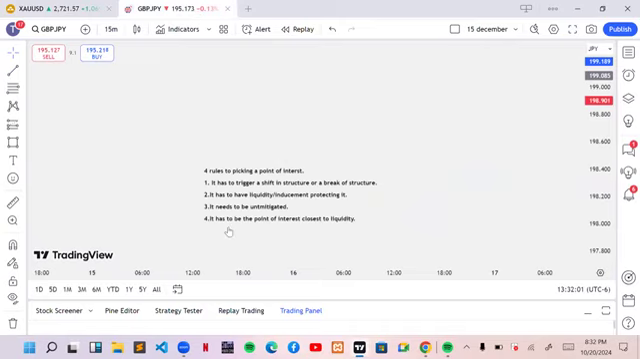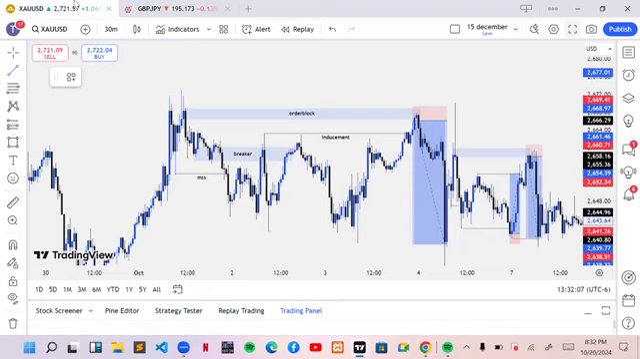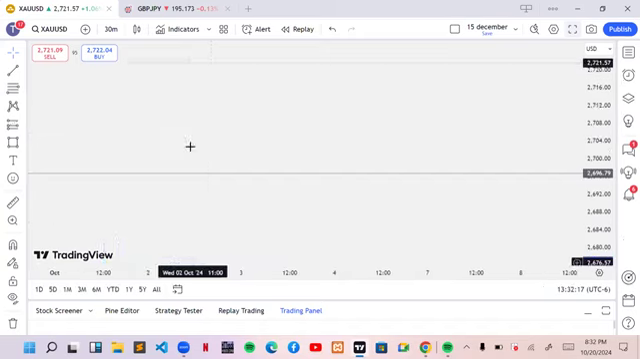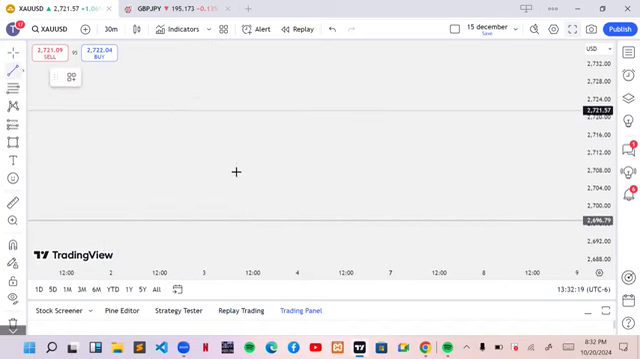So the fourth one says it needs to be the point of interest that is closest to liquidity. So what is our liquidity? Our liquidity is this inducement, and which point of interest is closest to it? The other block. That was why I took my entry from this other block. But in a scenario where you have to use a breaker block for a trade, let me draw that as a diagram.